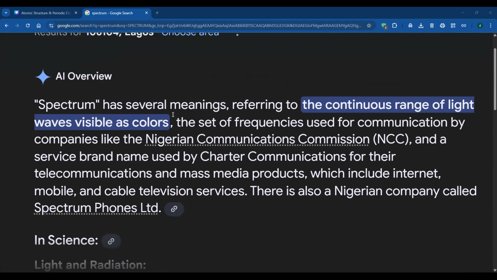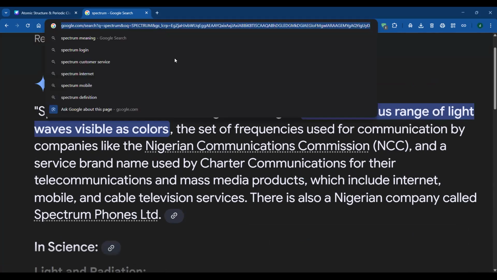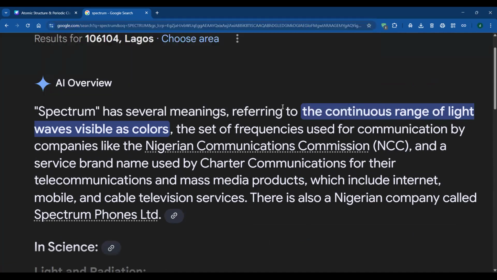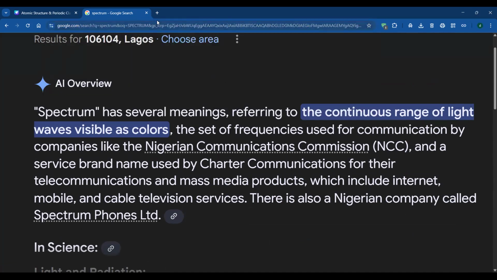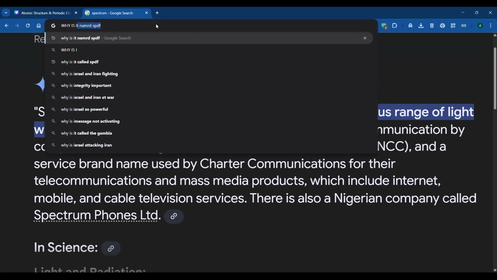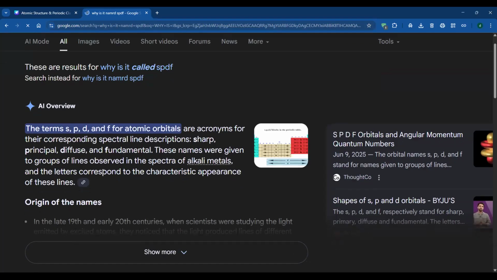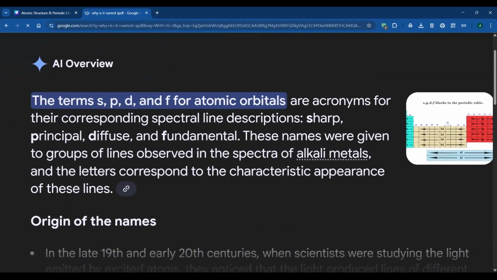Spectrum has several meanings, referring to the continuous range of light waves visible as colors. Good. Yes, continue. Now, can you see what's on the screen now? Yes, sir.